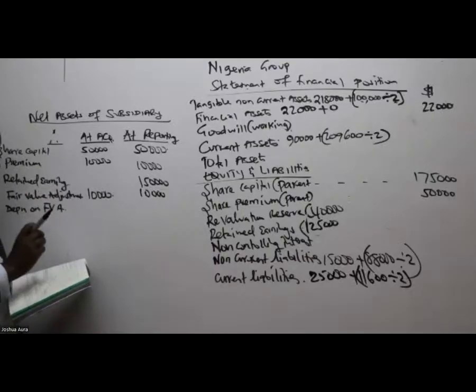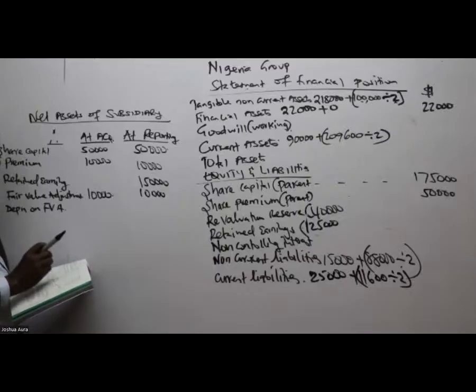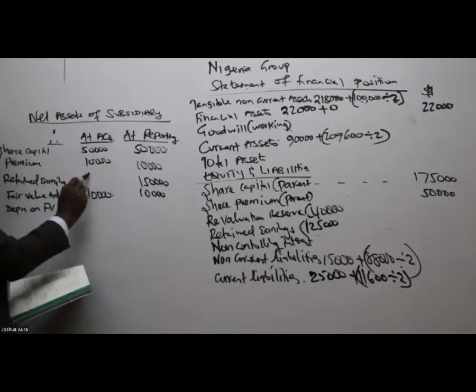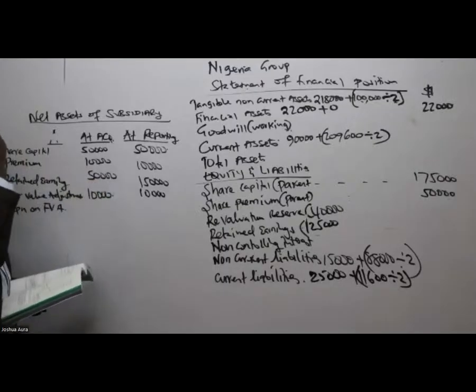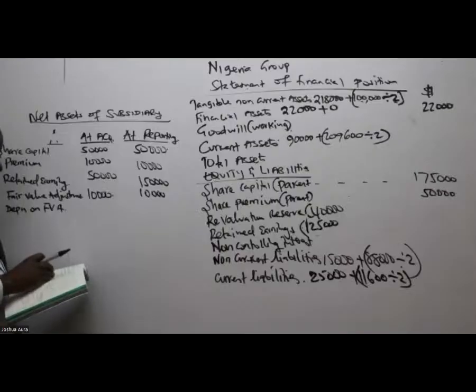If you read note number 1 very well, they told us Nigeria acquired 40,000 shares in Lagos on the first day of the accounting period for DN 400,000, when the retained earnings were DN 50,000. Retained earnings at acquisition were 50,000. I'm repeating again, I'm reading note 1: Nigeria acquired 40,000 shares in Lagos on the first day of the accounting period for DN 400,000, when retained earnings at acquisition were 50,000.